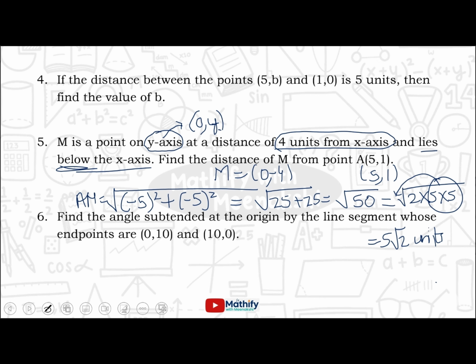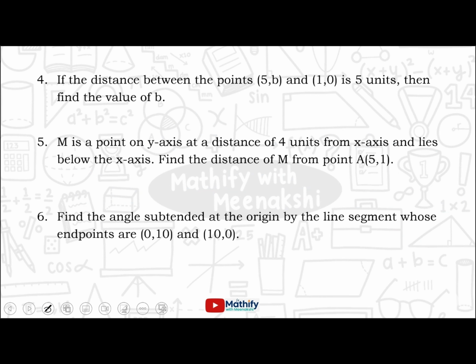Let's move to question number 6. In question number 6, it's given find the angle subtended at the origin. You have to find this angle, if this is the origin, and here the line segment is (0, 10) and (10, 0). So you have to find this angle. I'm writing this as theta. So we have to find theta.